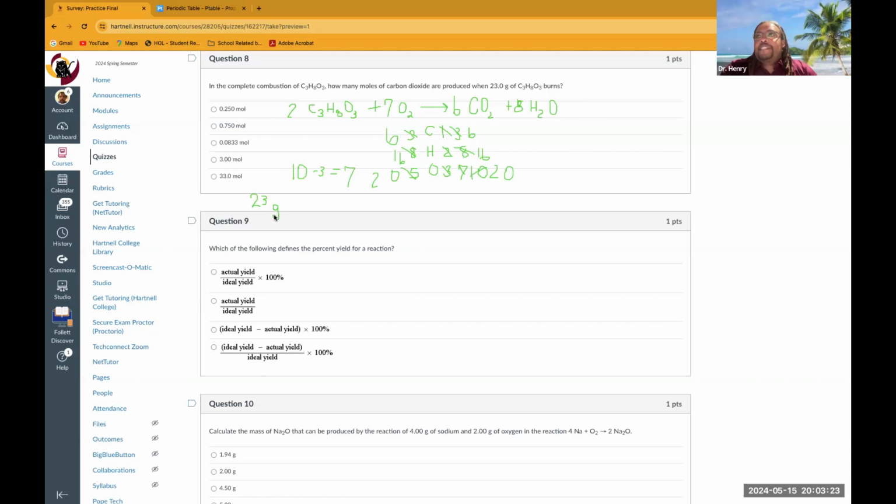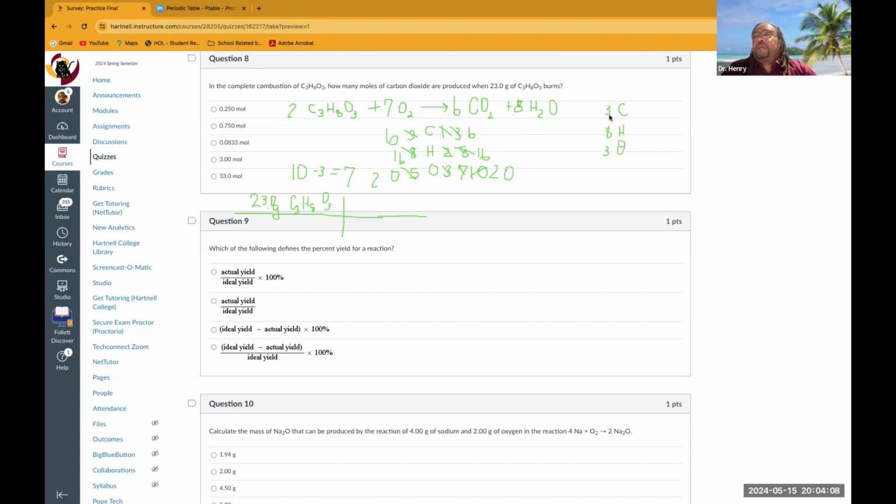So we have 23.0 grams of our compound. So what do we need to do next? Molar mass. So we need to calculate the molar mass of this compound. So we have 3 carbons, 8 hydrogens, and 3 oxygens.